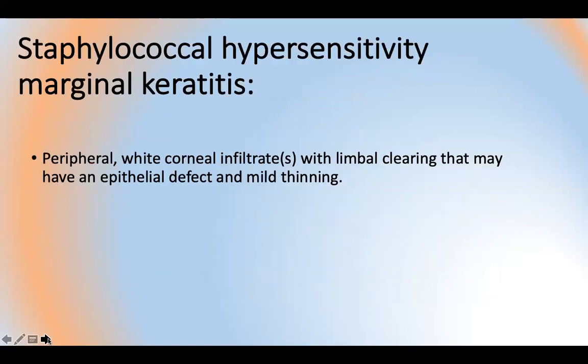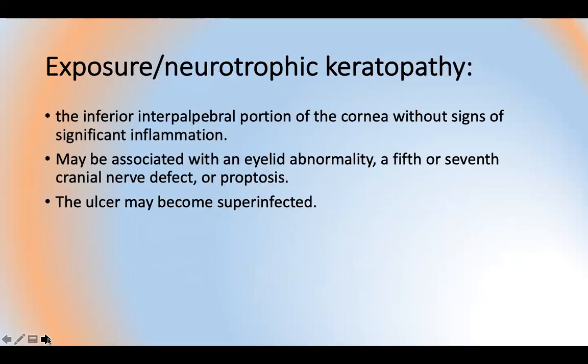Staphylococcal hypersensitivity, I mentioned before: peripheral white infiltrates, and there is a space between the limbus and the lesions. Exposure or neurotrophic keratopathy usually occurs in the inferior interpalpebral portion of the cornea due to severe dryness or exposure, in case of fifth nerve or seventh nerve problem or proptosis and so on.